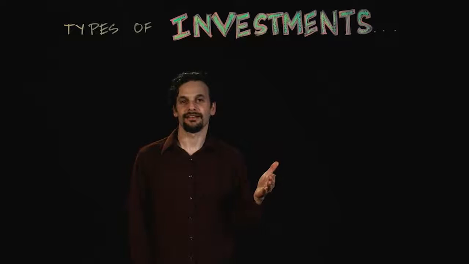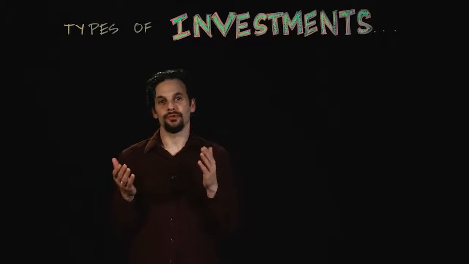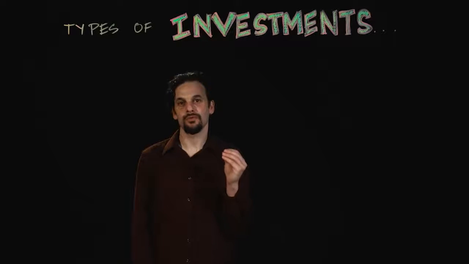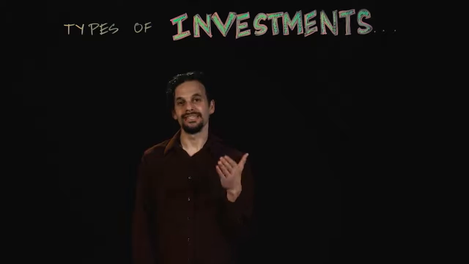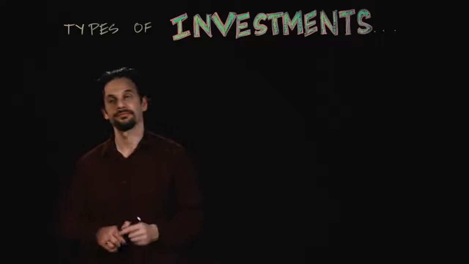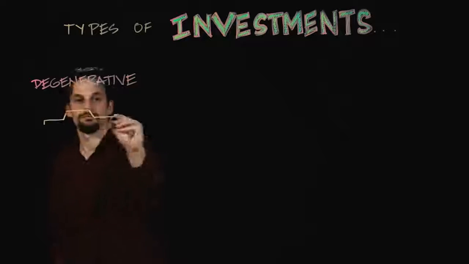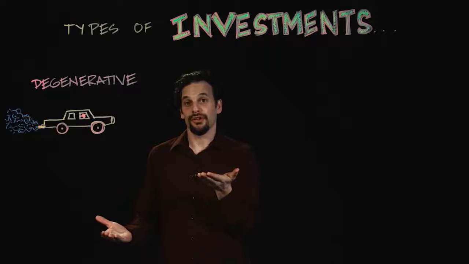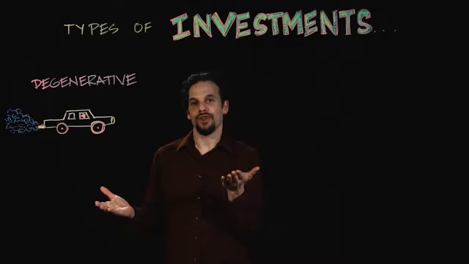Speaking of investing, let's look now at types of investments, the way we use the capital that we do have. The first type of investment is where we spend resources in something and that thing degrades over time. We call that a degenerative investment. A car is a good example. You purchase a car, and the moment you drive it off the car lot, the value has gone down.